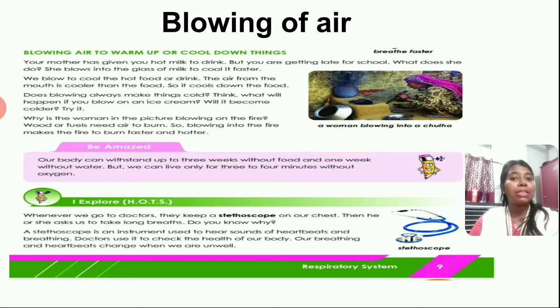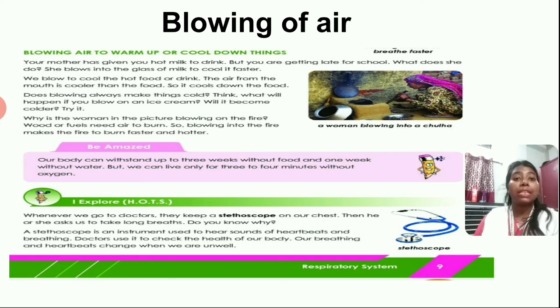We have also seen that blowing of air makes things burn faster or hotter. Yes or no? Because when we blow out air while firing things, we are giving out oxygen. There is lots of air which helps the fire to burn faster and hotter, isn't it?